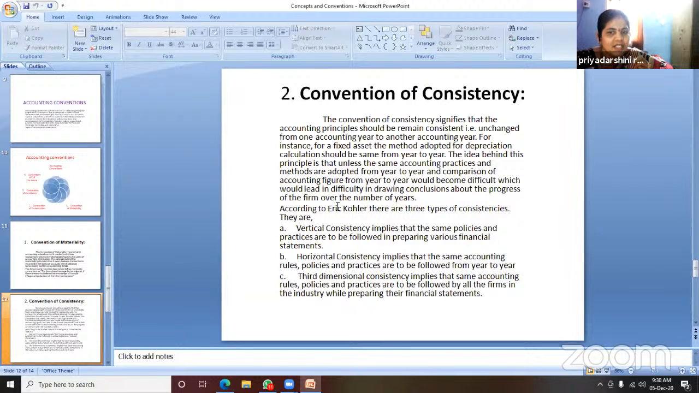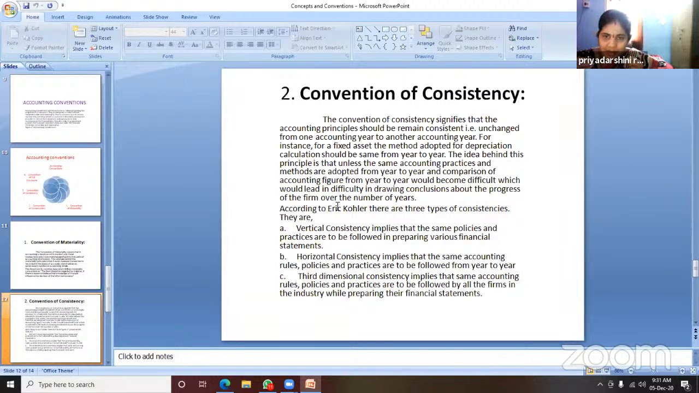According to Eric Kohler, there are three types of consistencies. They are vertical consistency, horizontal consistency, and third dimensional consistency. Vertical consistency implies that the same policies and practices are to be followed in preparing the various financial statements. We prepare financial statements every year, the final reports, that is the trading and profit and loss account, the final accounts. Whatever reports we prepare, we should provide the information related to that.